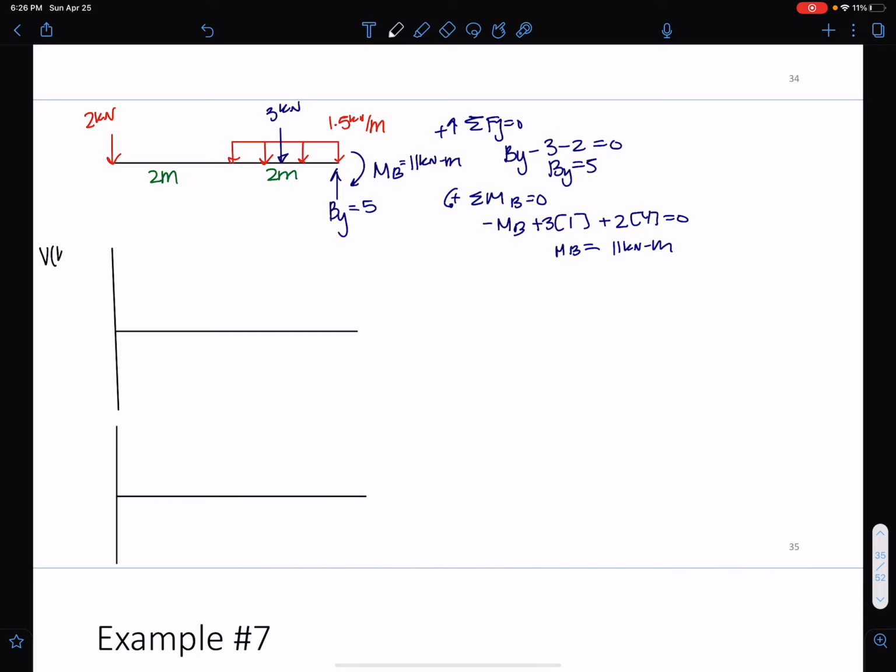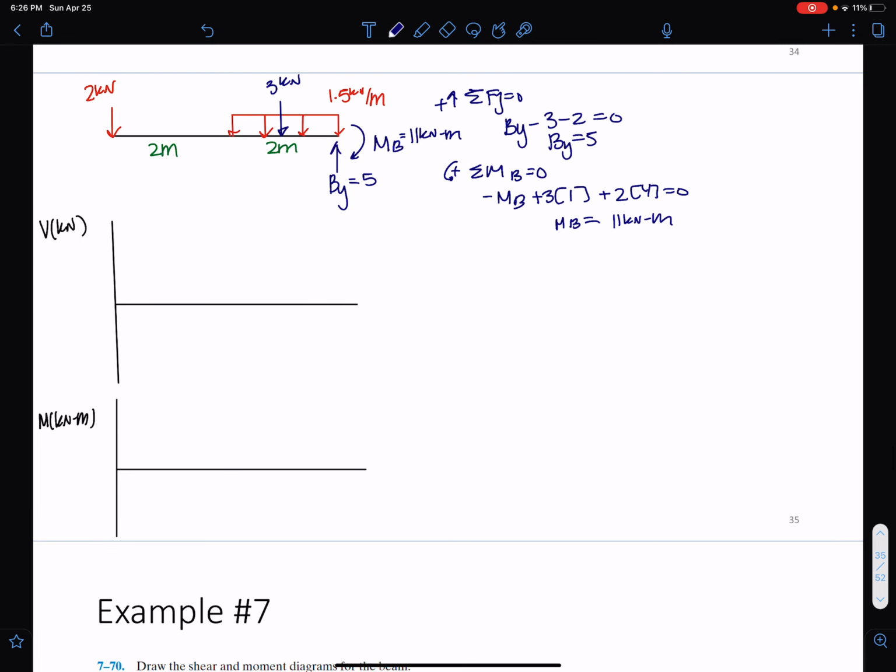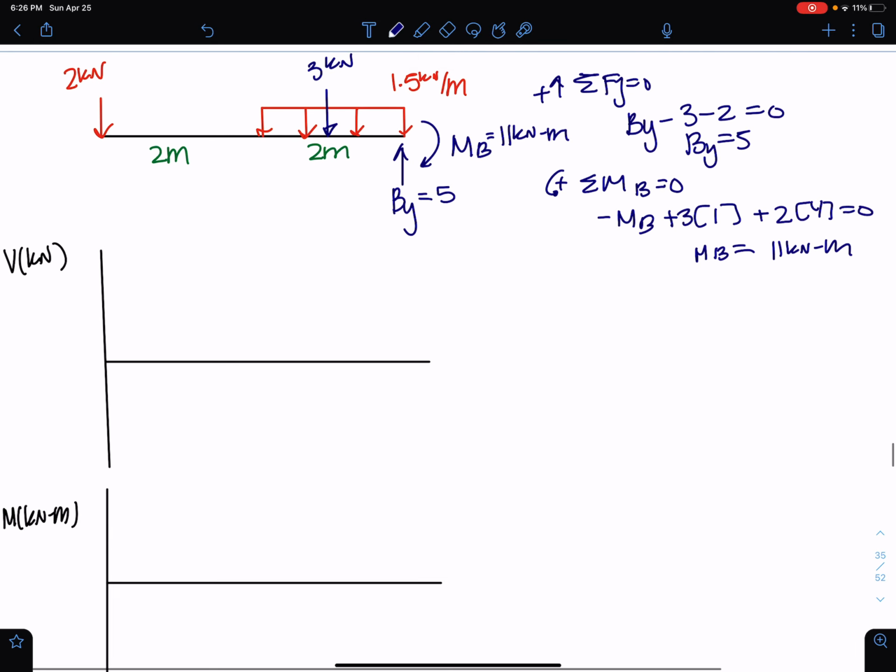And we have V in kilonewtons, M in kilonewton meters. We're going to go through this one by one. So let's start with the shear here. At x equals 0, at the first point on the beam right here, I have 2 pushing down. So I'm going to go negative 2. That's going to push me down, initially negative 2.